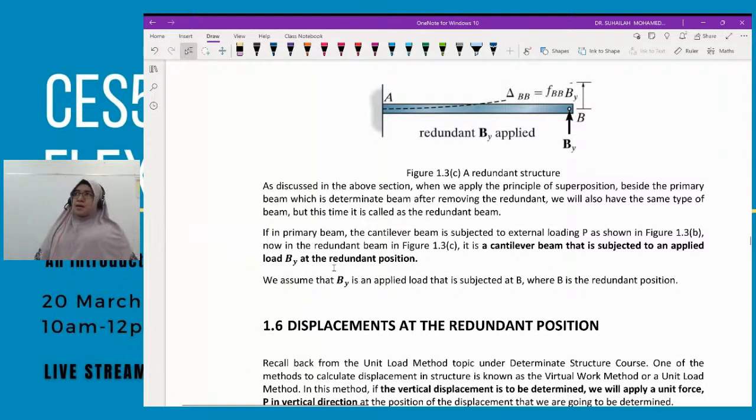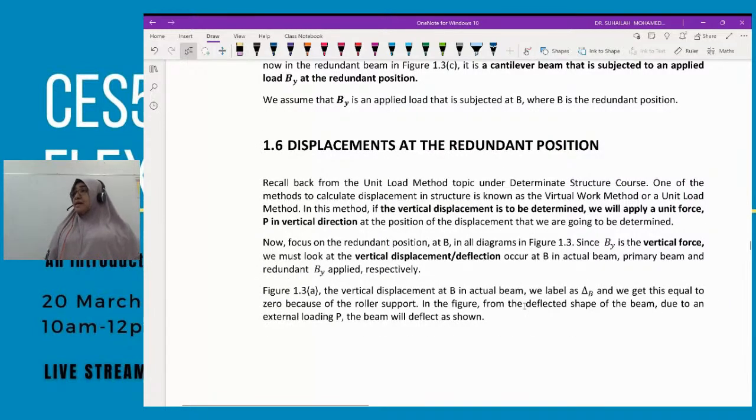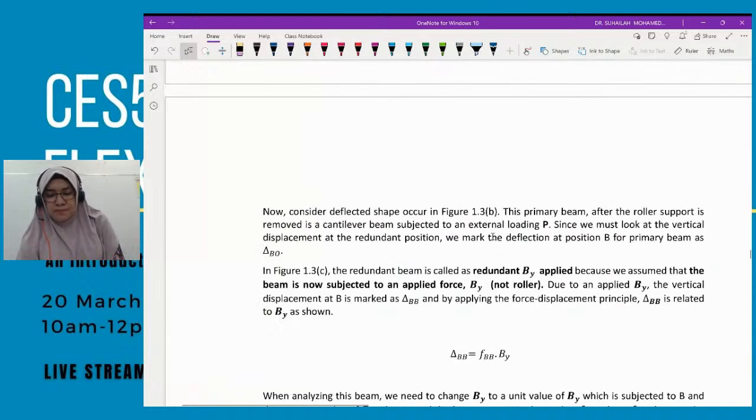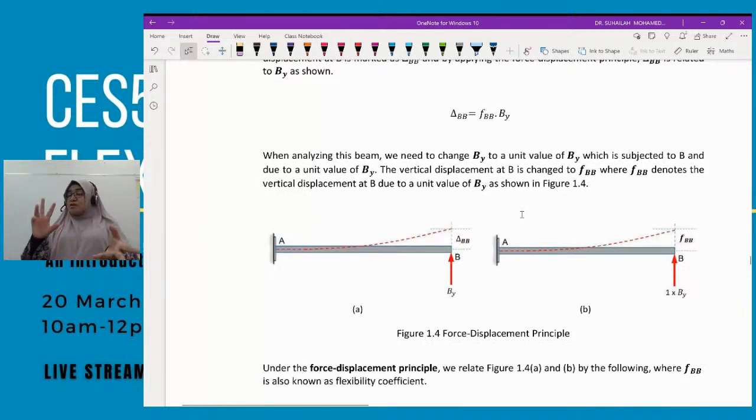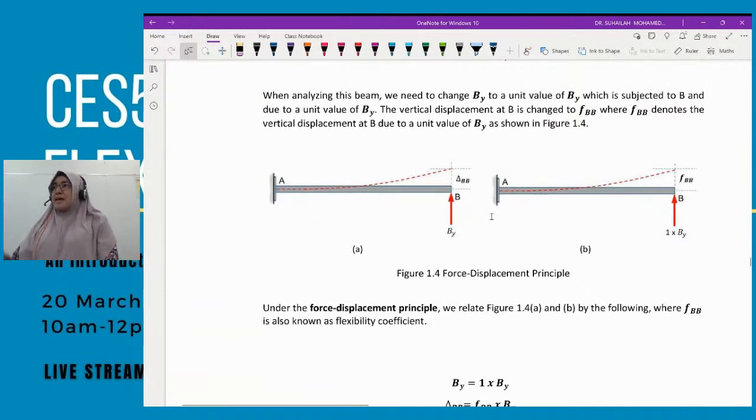Okay, then the next keyword, displacement, right? Displacement. Okay, displacement at the redundant position. Convert delta BB first into FBB times By. Okay, it is like this here. Pay a little attention here. Okay, it is for the redundant beam. It is for the redundant beam.